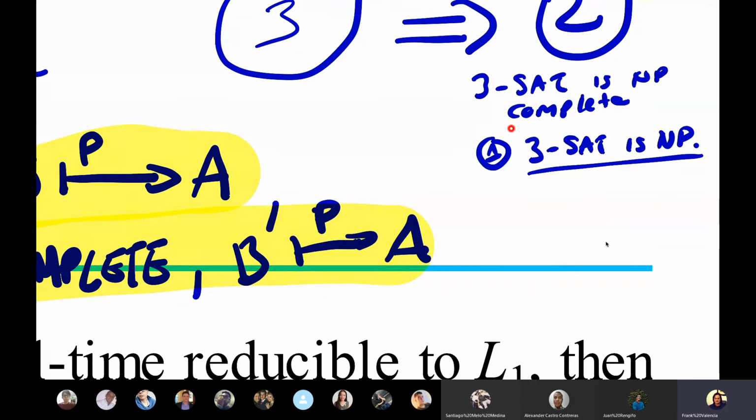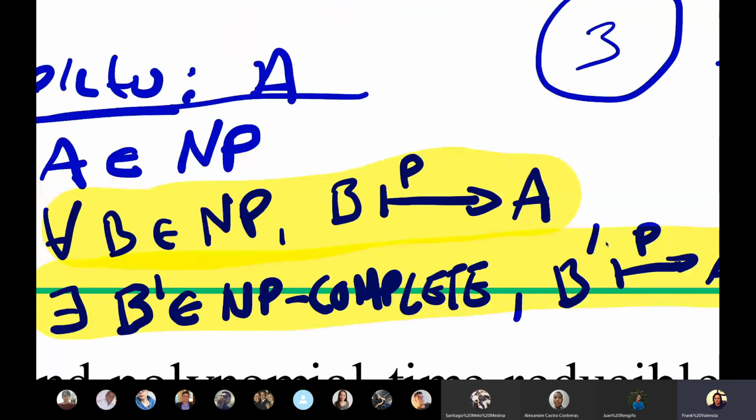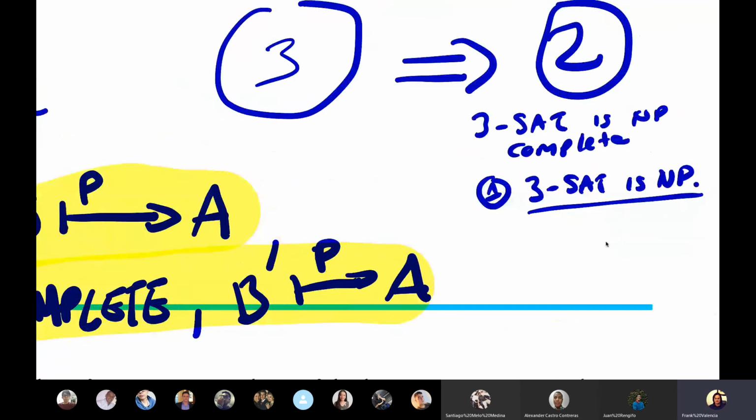Okay, so we're gonna prove that 3SAT is NP complete. So condition number 1 is show that it is NP. So we need to prove that this problem is NP. Can someone tell me how to do that? We have to show that to solve that problem, we have to use the truth table. And the truth table takes exponential. No. You're gonna prove that it's NP. Polynomial non-deterministic.